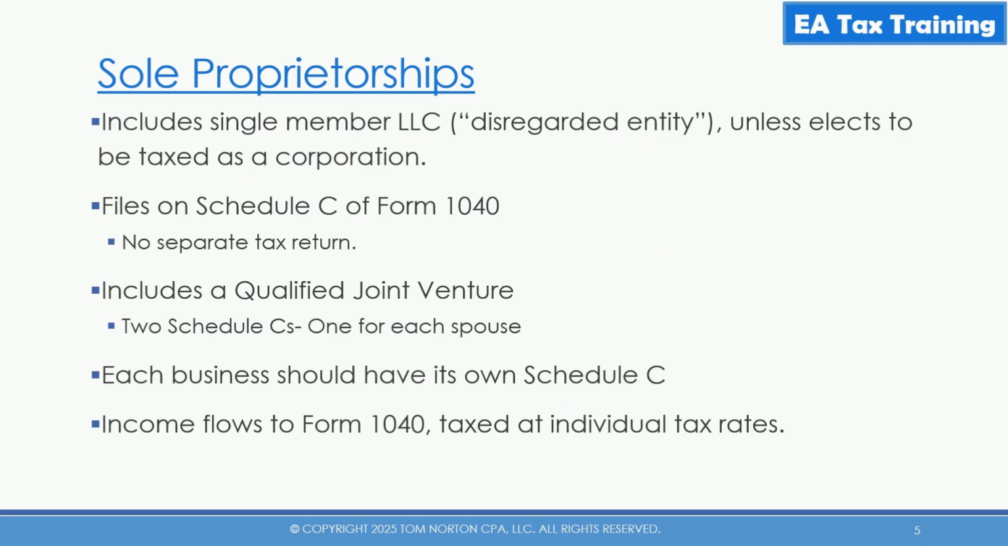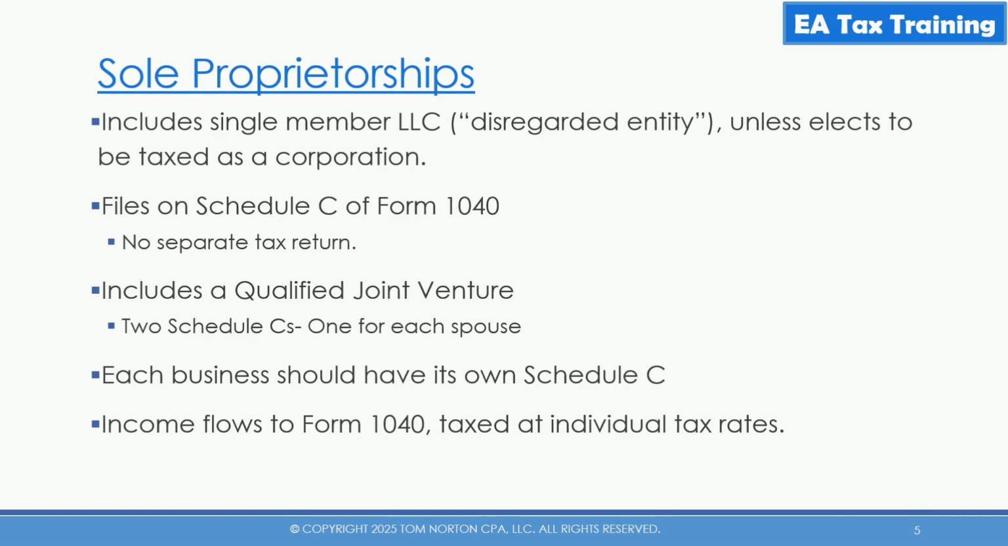As a recap of sole proprietorships, remember it includes single-member LLCs unless that LLC elects to be taxed as a corporation, such as an S corporation. But if someone just files a single-member LLC, doesn't do anything else, then they will be taxed automatically as a sole proprietorship. That is considered a disregarded entity for income tax purposes. Sole proprietors file on Schedule C of Form 1040, so there is no separate tax return.